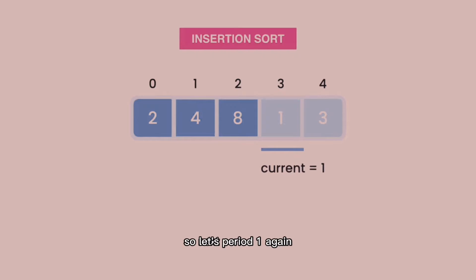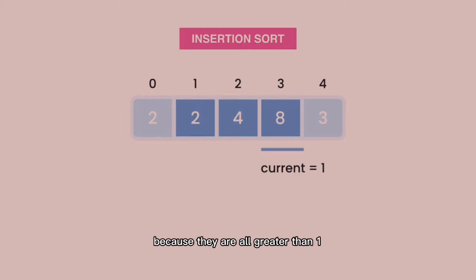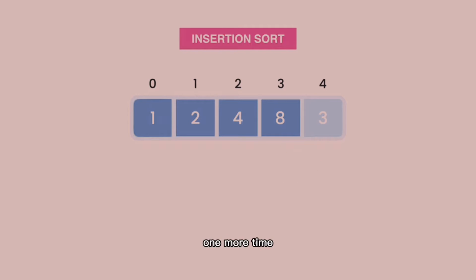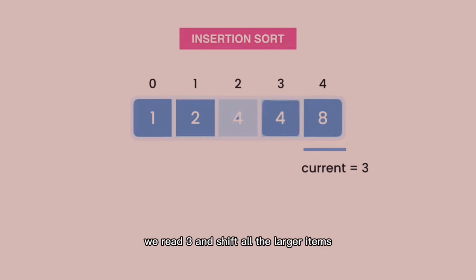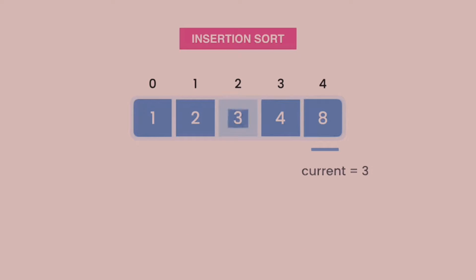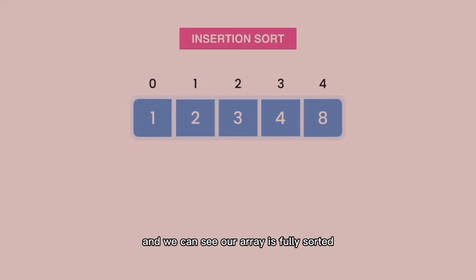So next we read 1. Again, we should shift all the greater items to the right to open space for 1. Here we should shift 8, 4, and 2 to the right because they're all greater than 1. Now we insert 1 in the correct position. We're almost done. One more time. We read 3 and shift all the larger items that we have seen to the right. Now we insert 3 at the correct position, and we can see our array is fully sorted. So this is insertion sort.